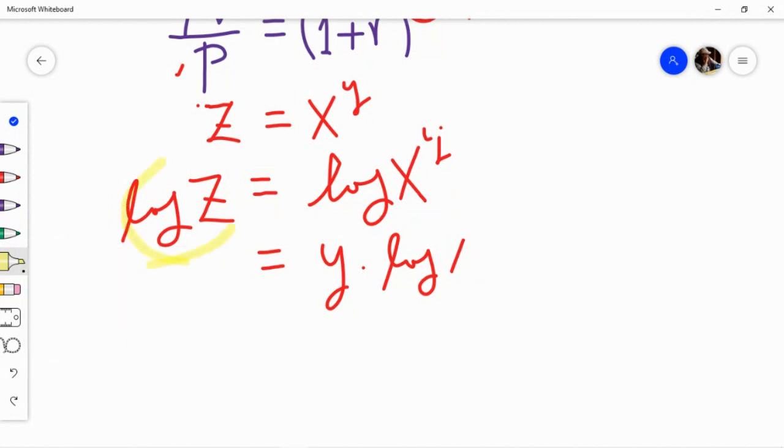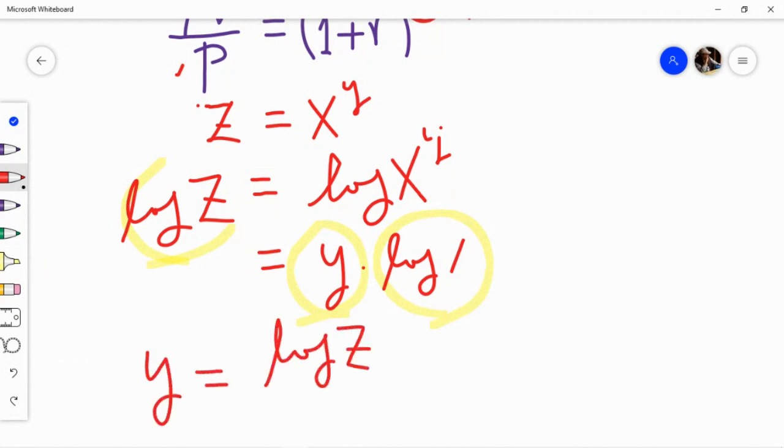Now it's like z equals x times y structure, right? So then we can easily solve this equation for y. Then it's going to be log of z over log of x, right? So we can solve for y like that.